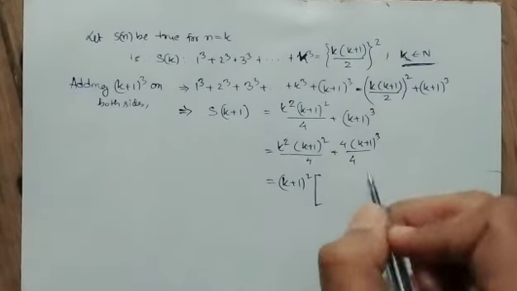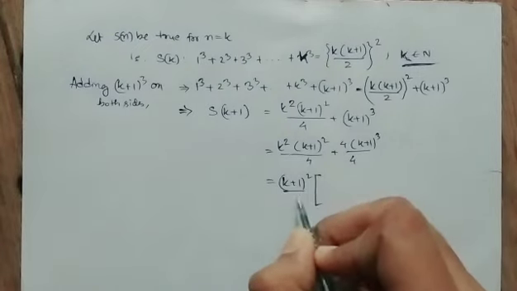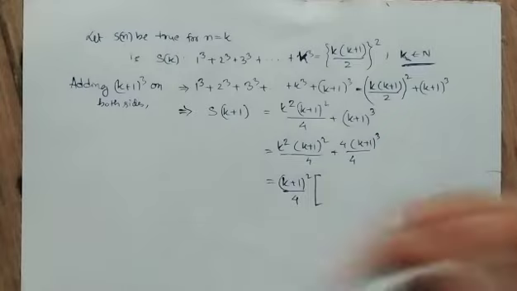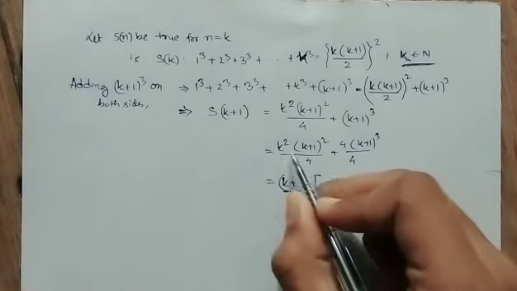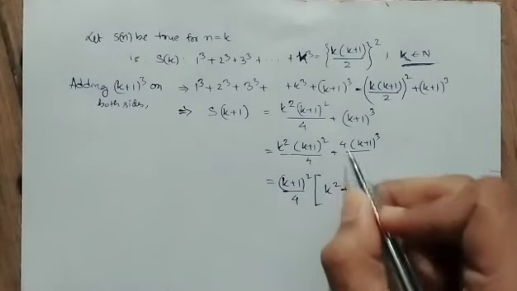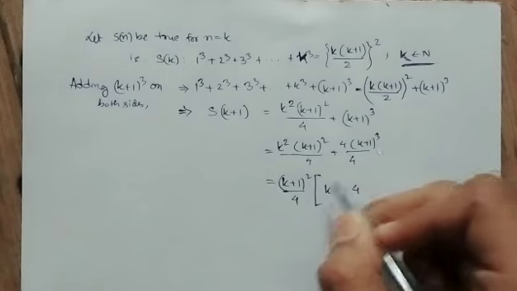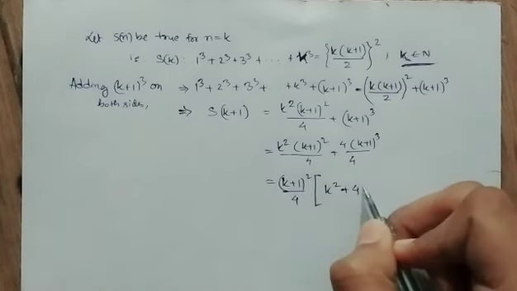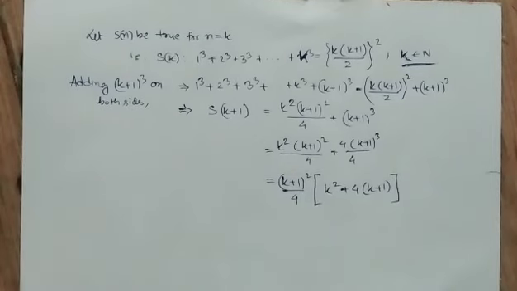So what we are left with inside this bracket, you can also take 4 common. So taking these terms common, what we are left with inside the bracket is k square, then here 4, and it was k cube. So we took (k+1) square common, and what we are left with inside the bracket is k plus 1 only.